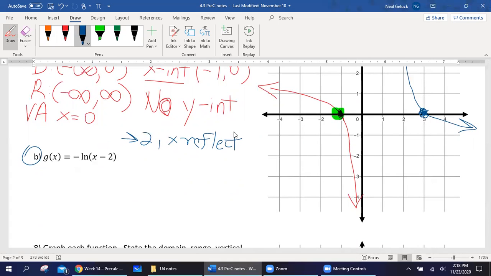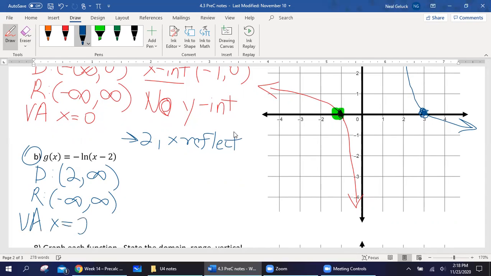So domain, on this one, looking at my graph is the easiest thing to do. This thing is going from everything bigger than 2 forever. The range, still negative infinity to infinity. The vertical asymptote moved over 2, so it would be x equals 2. The x-intercept, I can see from the graph, it's 3, 0. And again, I can see that it's not hitting the y-axis.